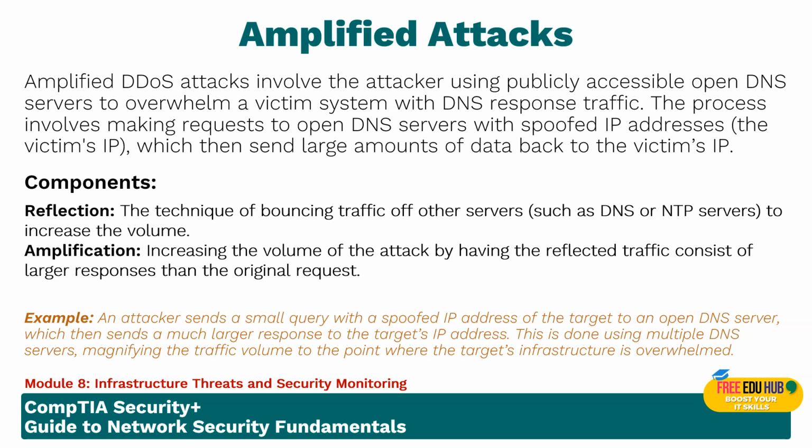So reflection is a technique of bouncing the traffic off other servers, such as DNS servers or NTP servers, to increase the volume of the attack by having the redirected traffic consist of larger responses than the original request. So the example is that the attacker sends a small query with a spoofed IP address of the target to an open DNS server, which then sends much larger responses to the target IP address. This is done using multiple DNS servers, magnifying the traffic volume to the point where the target infrastructure is overwhelmed.